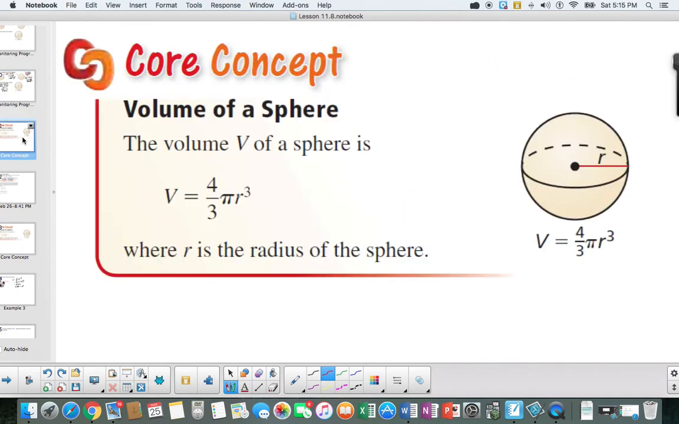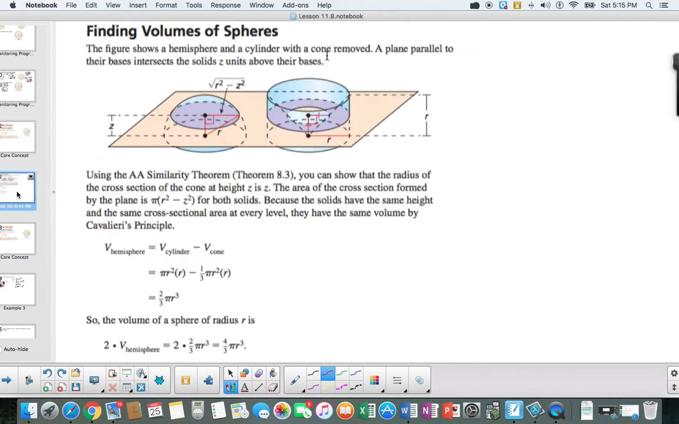Now let's talk about volume of a sphere. The volume of a sphere is 4/3 pi r cubed. Volume has a cubic idea, so this makes sense that my unit should be in a cubic form. Now here is the reason why it's 4/3 pi r cubed.